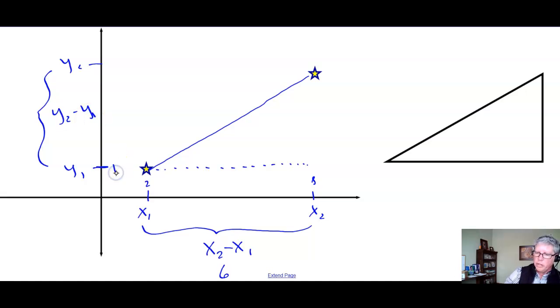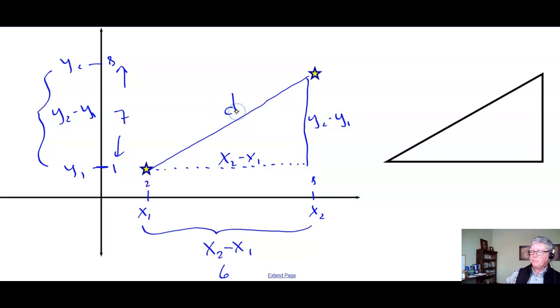So if this was 1 and this was 8, then 8 minus 1 is 7. So we know the distance between here and here is 7. And that gives us that length. So this is going to be x2 minus x1, and this is y2 minus y1, and this is the distance. Ladies and gentlemen, the Pythagorean theorem, a squared plus b squared equals c squared, is alive and well.